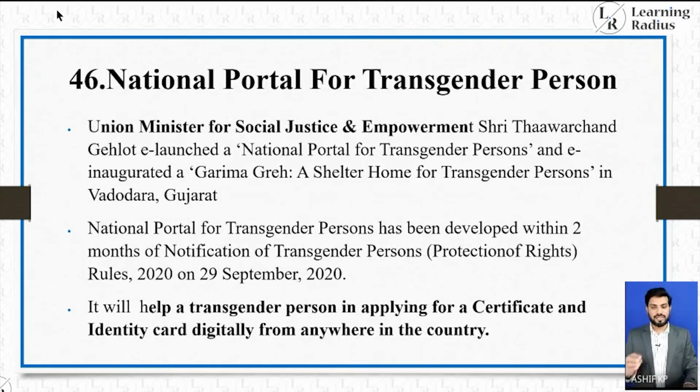Union Minister for Social Justice and Empowerment, Sri Thawarchand Gahlot, launched a National Portal for Transgender Person, and inaugurated a Garima Greh, a shelter home for transgender person in Vadodara, Gujarat. National Portal for Transgender Person has been developed within 2 months of notification of Transgender Person Protection of Rights Rules 2020 on 29 September 2020. It will help a transgender person in applying for a certificate and identity card digitally from anywhere in India.